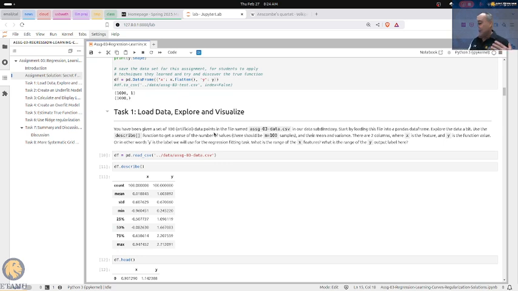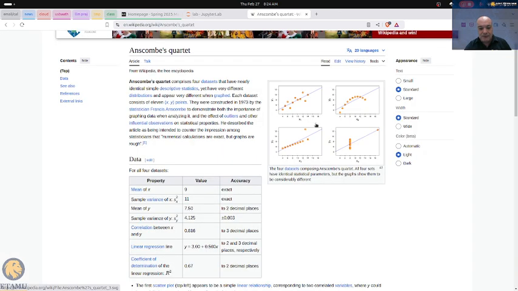Another thing that this assignment was meant to illustrate was some of the basics of fitting a regression in this case. I often bring up, I didn't do it before we did this assignment, but when I'm talking about regression, it's common to bring up this example. You may have seen it before, Anscombe's quartet.